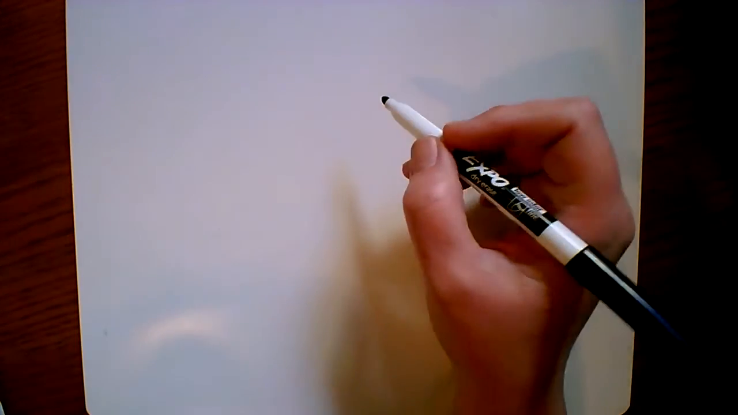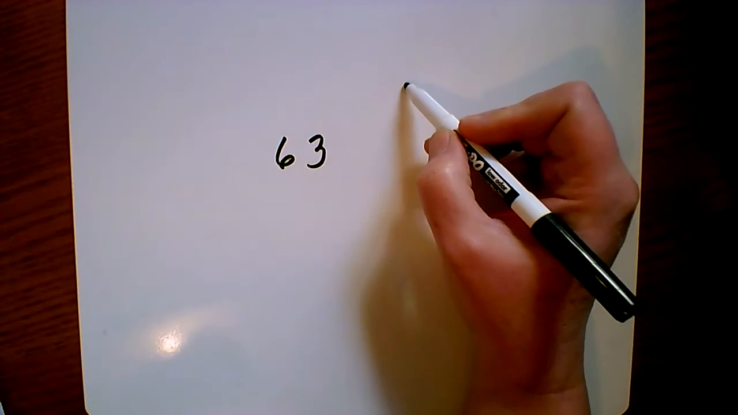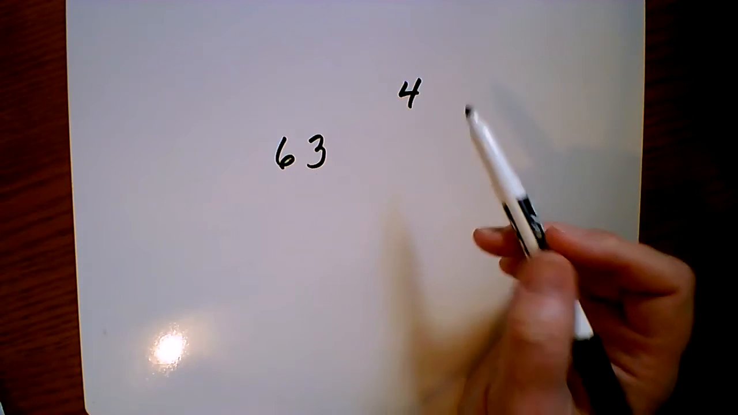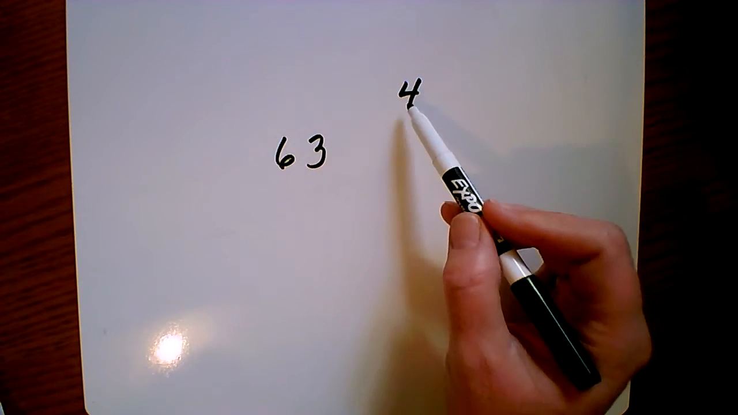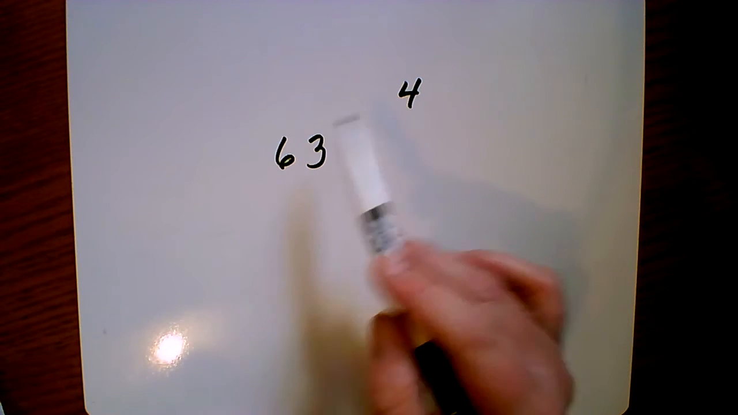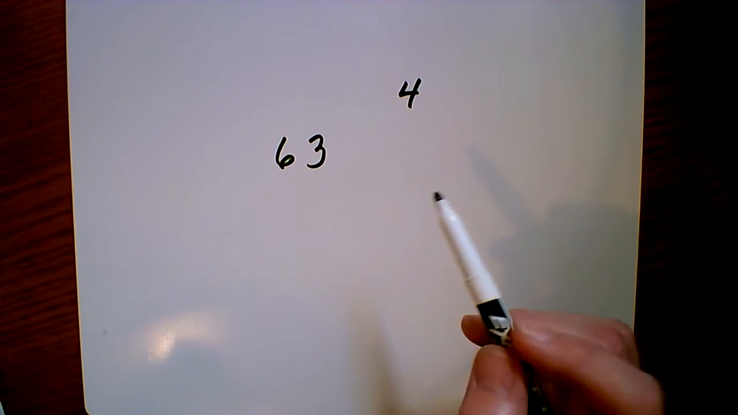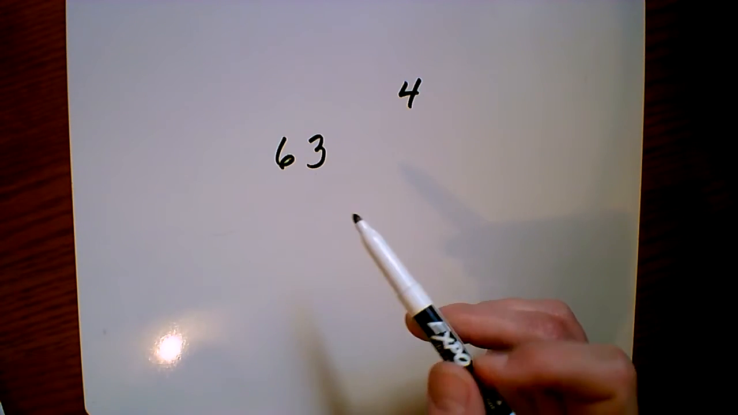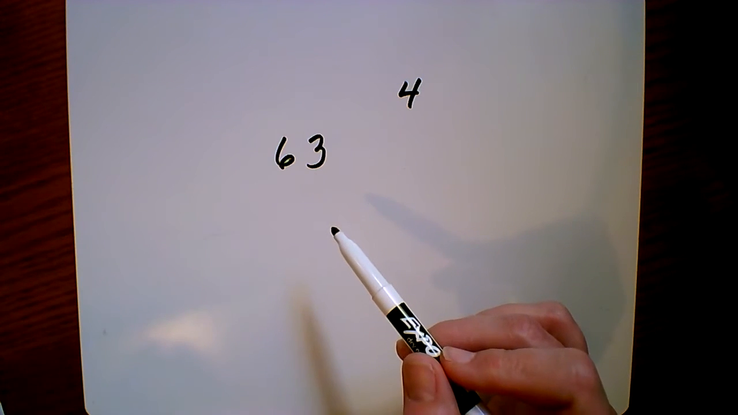So let's take a look at what that would look like. Okay, so here we have our problem. 63 is going to be the divisor, 4 is the quotient. And before, we would multiply 4 times 3, carry the 1, 4 times 6. But this time we're going to look at 4 times 60 first. So what is 4 times 60? Well, 4 times 6 is 24, so 4 times 60 is 240.